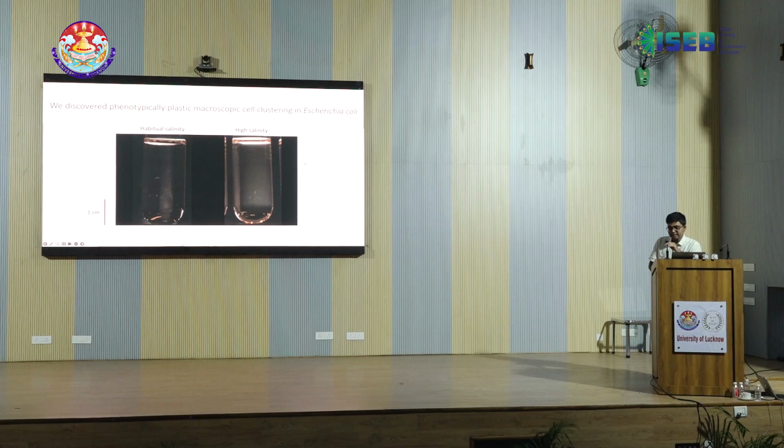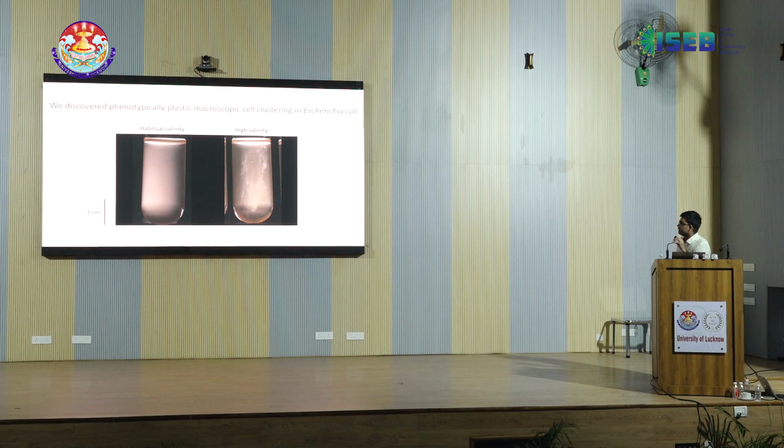So this was my seeding discovery as a second year PhD student. While I was doing my PhD with Sutit at IISER Pune, I discovered this: if you grow wild type E. coli, these are not engineered bacteria, under habitual salinity, they grow as unicellular cultures. But if you grow them under high salinity, they don't grow just unicellularly, but they grow as a macroscopic filament-like thing. And these filaments can have more than 1 billion cells.